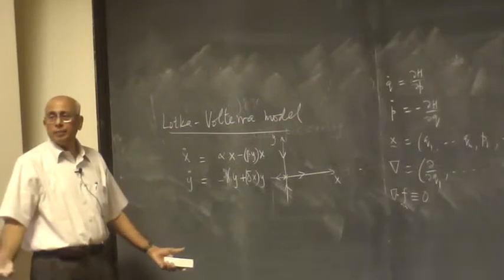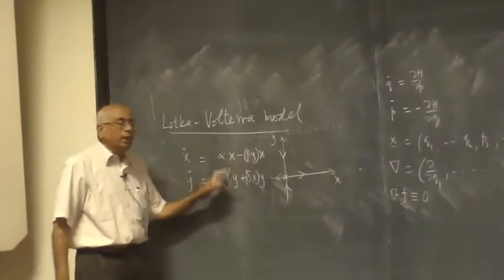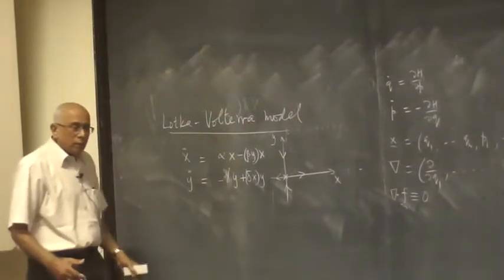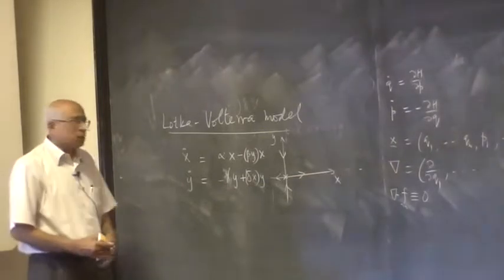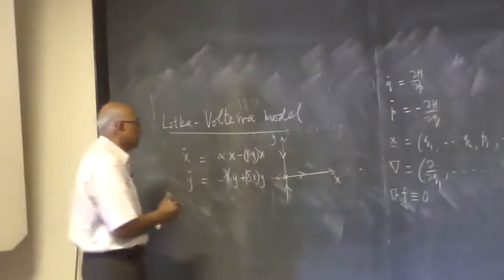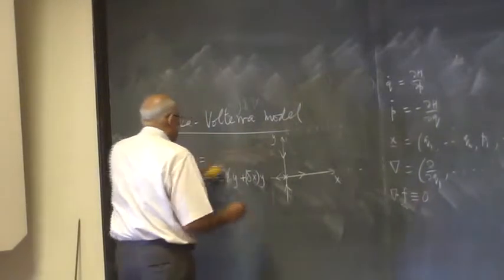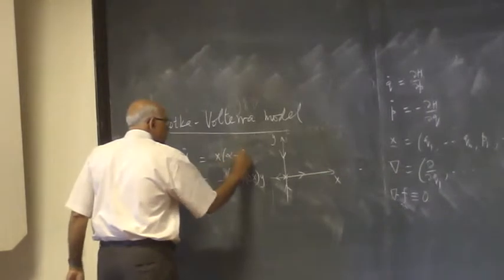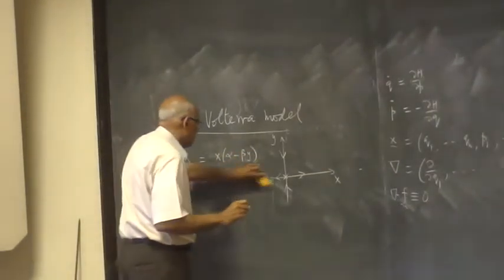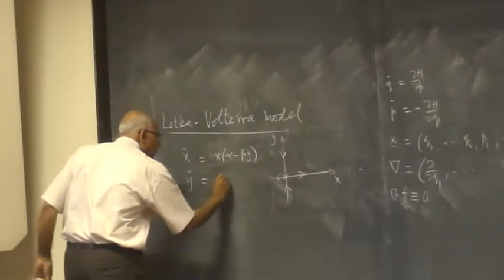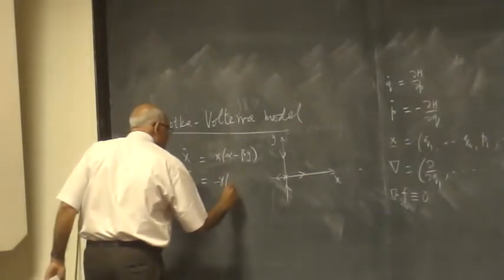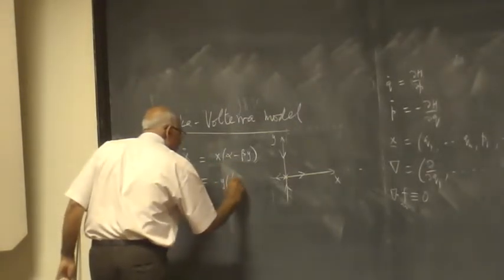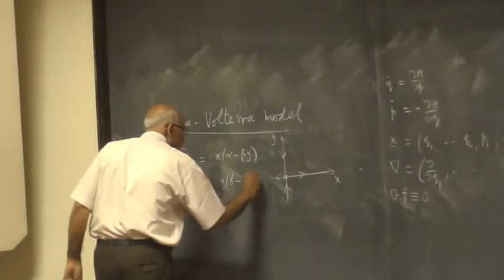Now you have a nonlinear system. Earlier it was purely linear with a critical point at the origin, but now it's nonlinear. And there's the possibility of more than one critical point. And as you can see, if you factor out x here, x dot is x times alpha minus beta y, and this is minus gamma, minus y times gamma minus delta x.